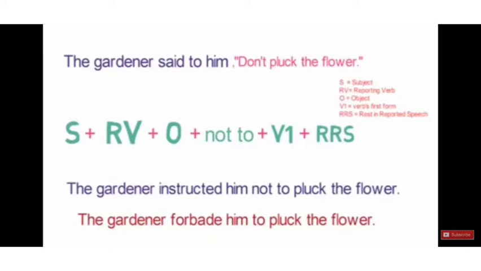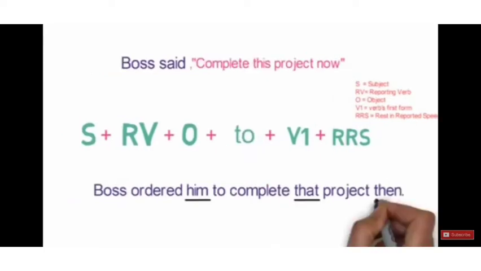We can write the same sentence in another way: the gardener forbade him to pluck the flower. Notice, forbade means not to. So we don't have to write not before to here. Let's look into the next example.